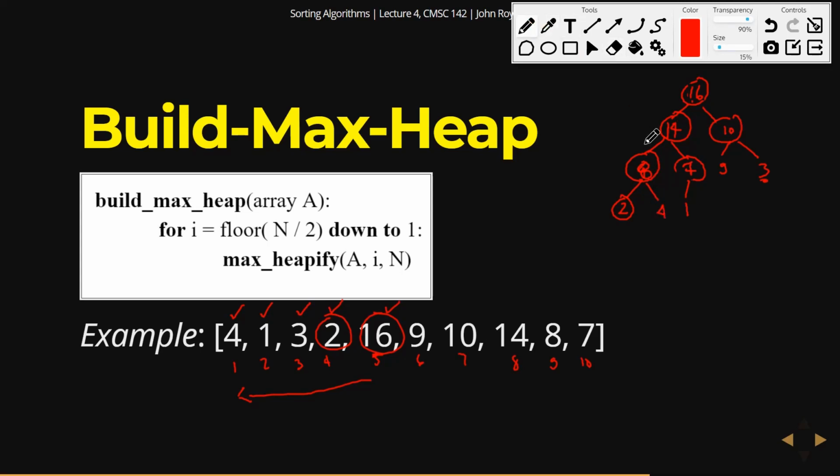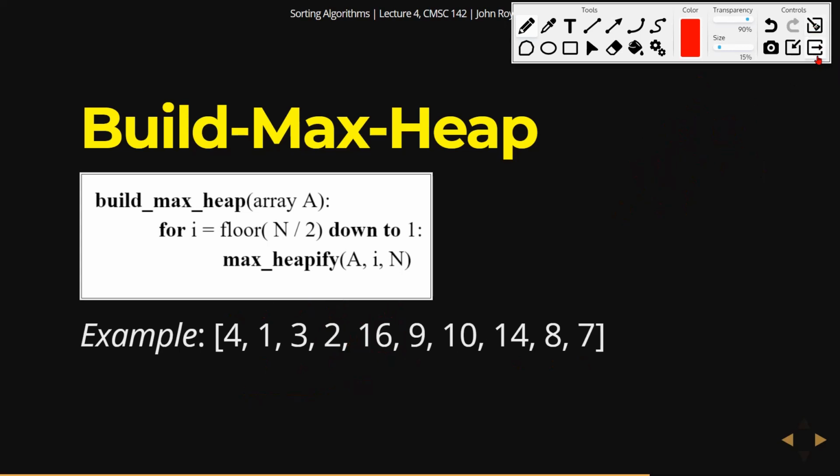Okay, and so now, since we're done from 5 down to 1, we have actually max heapified everything. So you notice 16, 14, 10, 8, 7, 2, 4, 1, 9, 3. Okay, so that is how to build the max heap.